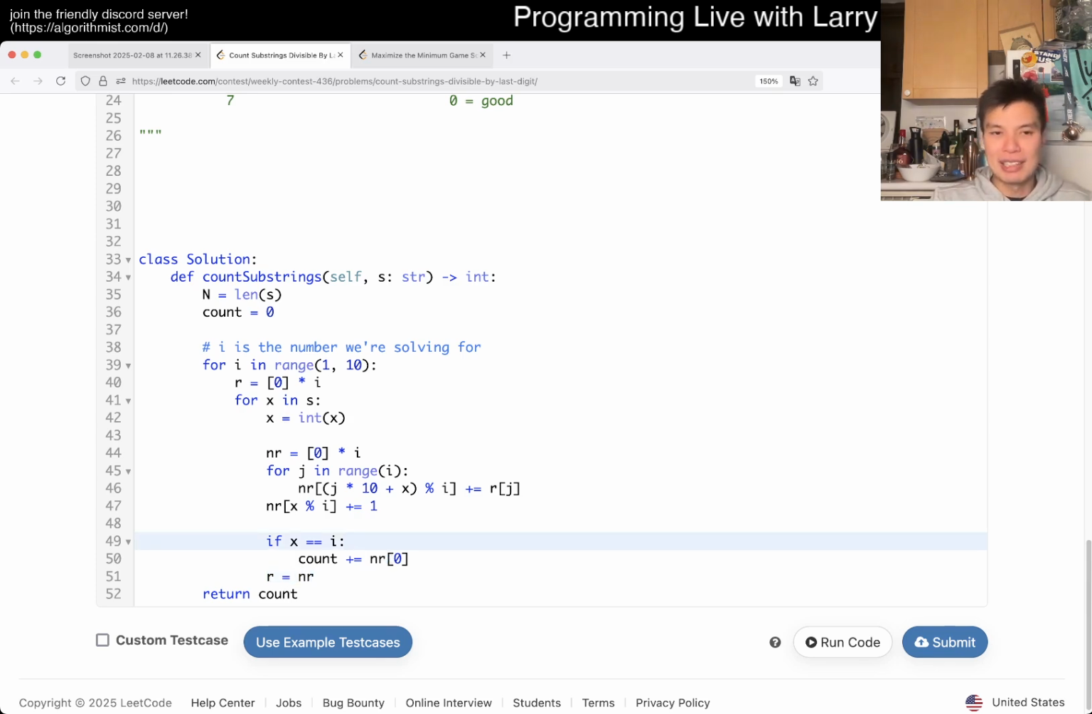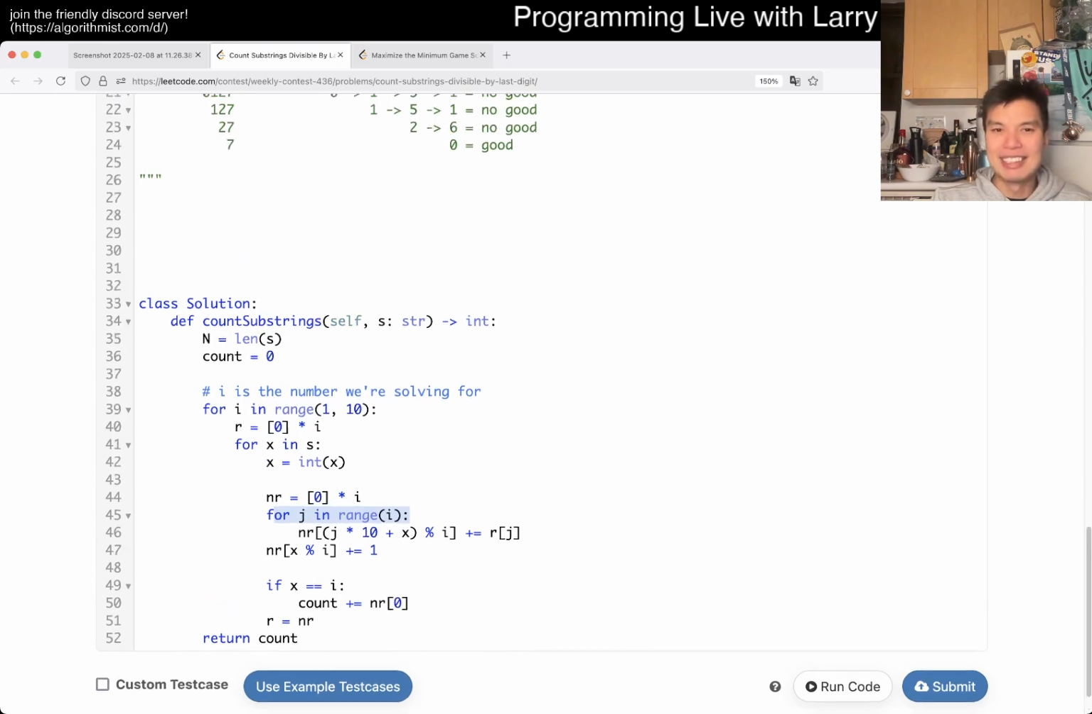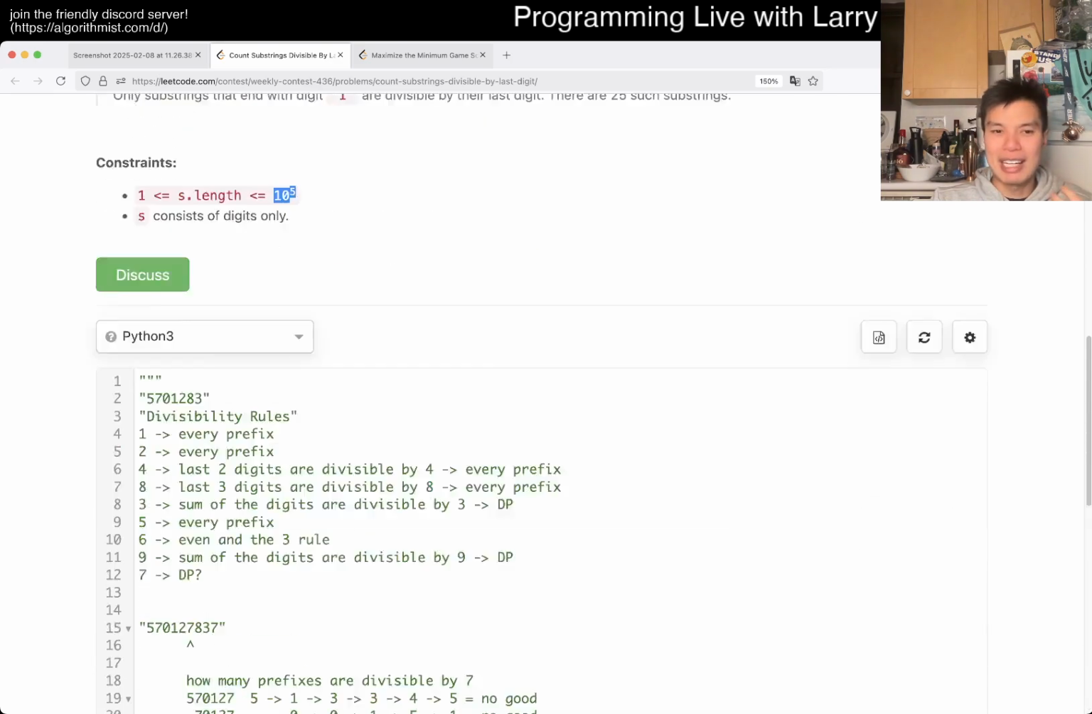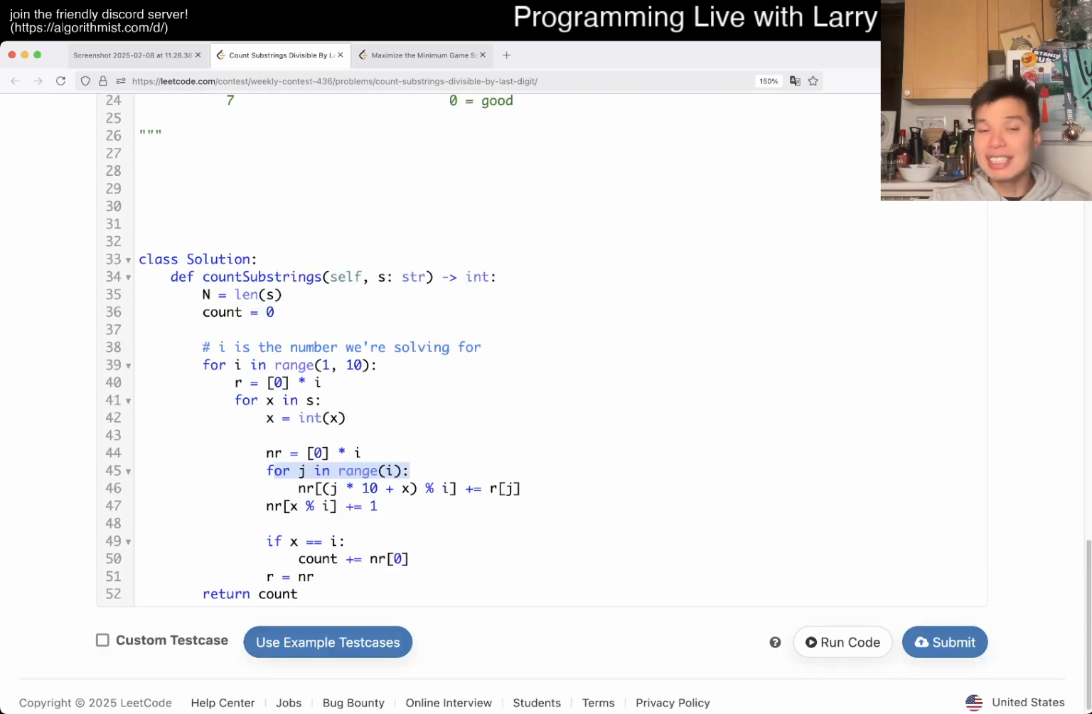So what's the complexity here? It's pretty straightforward to look at. This is n, this is 10, this is also 10. So it's about 100 times n, which is a little bit tight. That's why in real time this actually passed, but during the live portion I actually converted to Java because I was a little bit worried. That's why if you look at this, it took the word Java. But yeah, that's basically it.